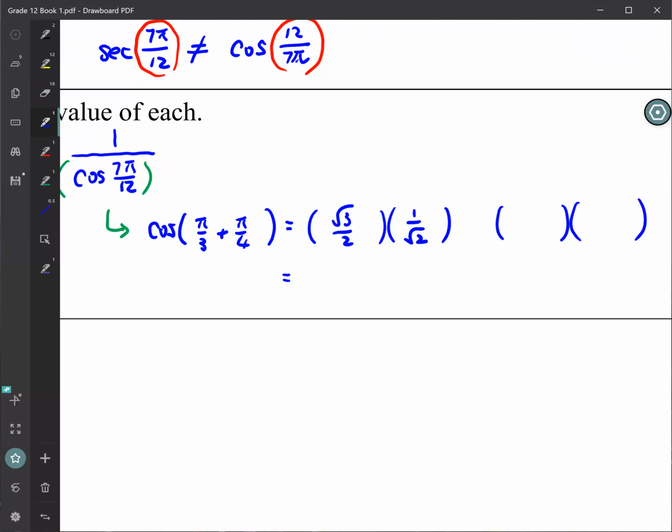Add. Add? Right. Change. Negative. Yes, okay. Remember, we need to do subtraction, right? Cosine sum and difference is change sign, right? So what's the third bracket, Cindy?